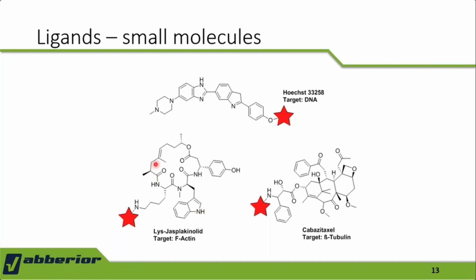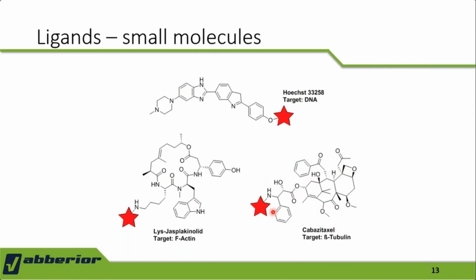Another example is this cyclic peptide, the so-called jasplakinolide, which interacts with actin. And also here we attach a fluorophore to this peptide and can nicely stain the actin filaments and the actin network in living cells. And also taxanes like carboxytaxel or larotaxel or docetaxel will interact with beta tubulin. And also with a fluorophore attached, we can create tubulin probes staining specifically the tubulin filaments in living cells.